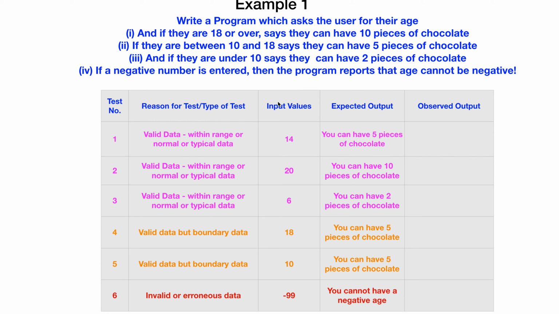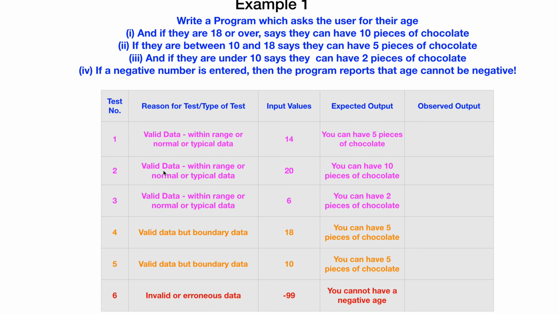So you draw up a test plan, a table like this, with the test number, the reason for the test, the type of test, the input values, the expected output, and then the observed output. We'll leave this column blank for now. So test number 1. Now, in a test, you have valid data, so data which is within the range, or we call it normal or typical data. So if you input the number 14, the expected output would be you can have 5 pieces of chocolate.